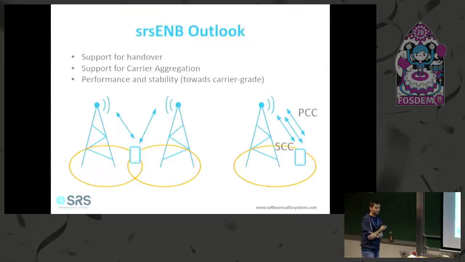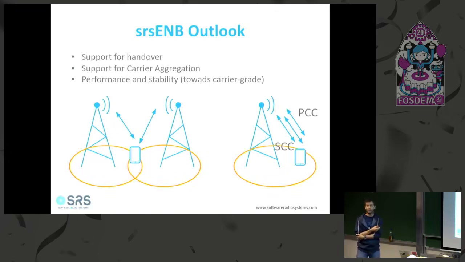srsENB outlook. So actually srsENB is always a little bit like the stepchild of ours. So we are focusing on the UE so much, but, I mean, we really don't mean that. But the good news is that we will be focusing on srsENB a lot more in the upcoming months. So we not only add new features like handover, for instance. So this is needed if you have two cells and your UE moves, so it's leaving basically the cell range of one base station to the other one. You need to do a handover. So that will be added.